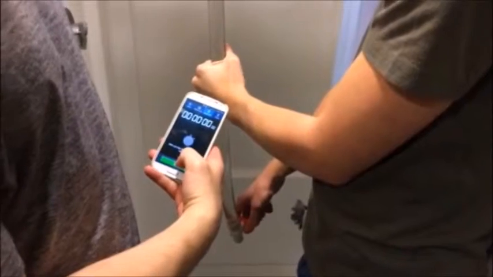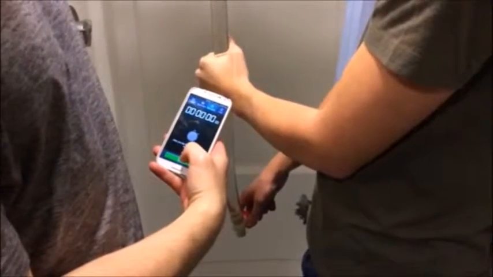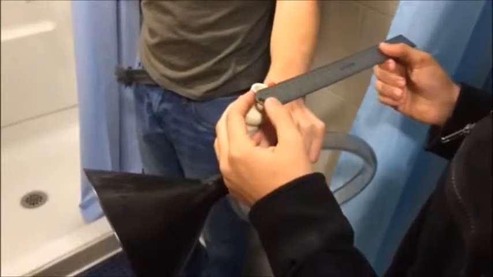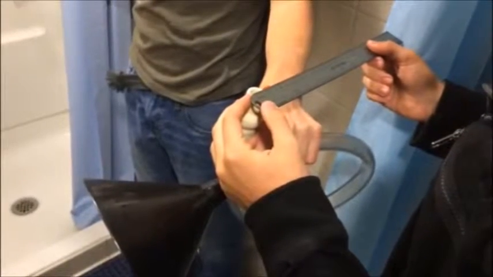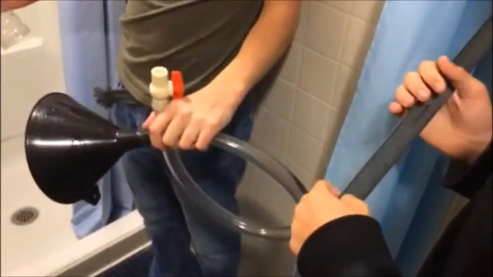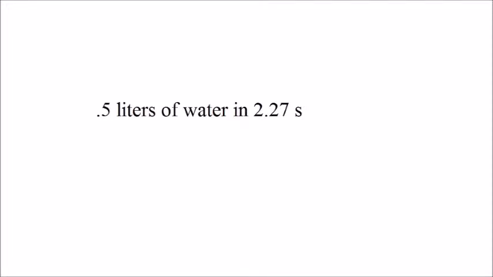We then performed the same experiment with the funnel and nozzle system. Again, we filled it with a half-liter of water and timed how long it took to empty. We then divided that value by the area of the nozzle in order to find the velocity of the fluid. In the case of the funnel, it was 1.25 meters per second.